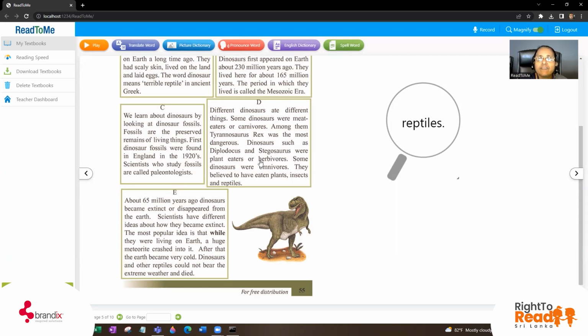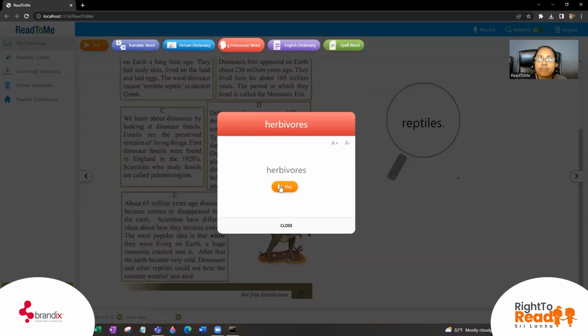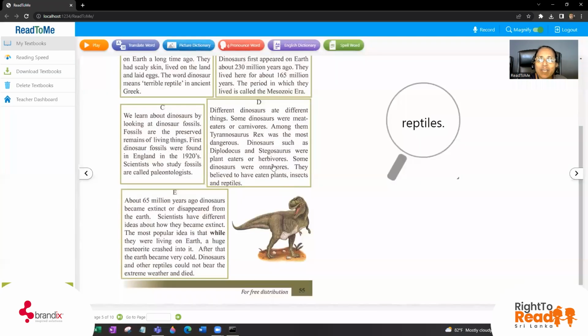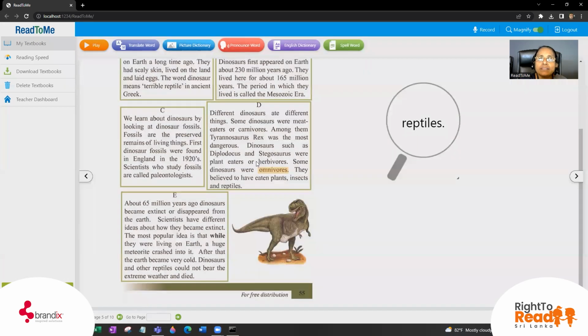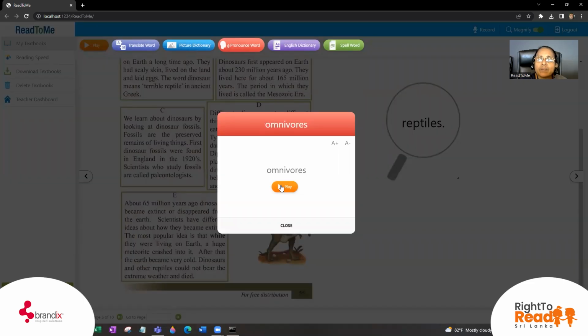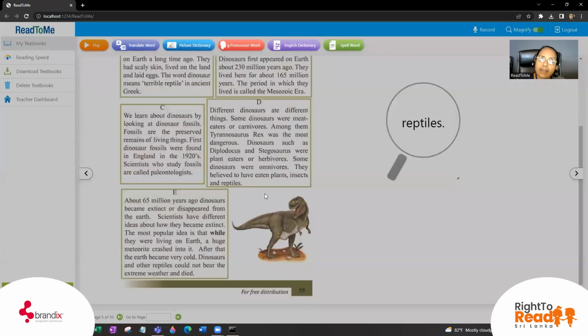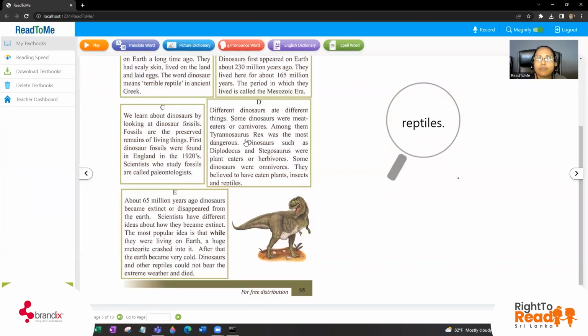What is the word that we use to call plant eaters? Herbivores. And at the same time, there were some dinosaurs who ate everything, plants and meat. They are called omnivores. Can you find some examples for carnivorous animals?